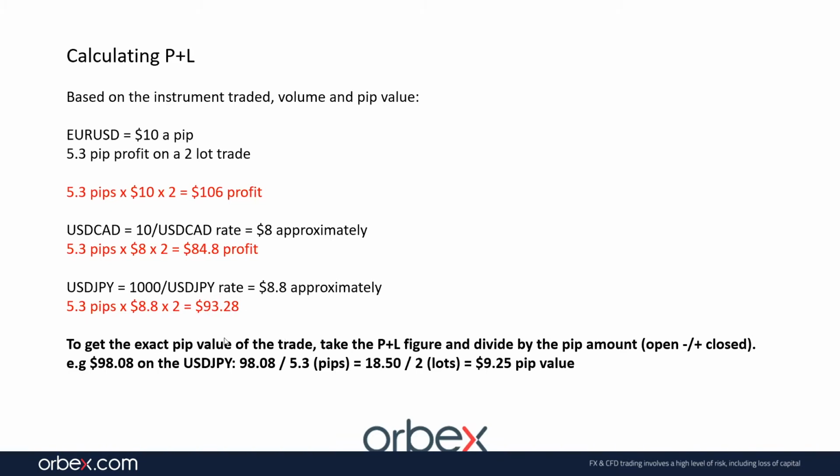On the example I've given, we've got a P&L of 98.8. So this would be what we've closed the trade at now. And we've divided by 5.3 pips, which is $18.50, divided by 2 lots. And then we're given a $9.25 pip value. So based on the price we opened the trade at the time, it's a $9.25 pip value. And this works for every trade.